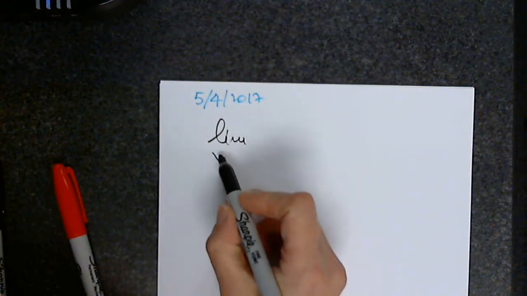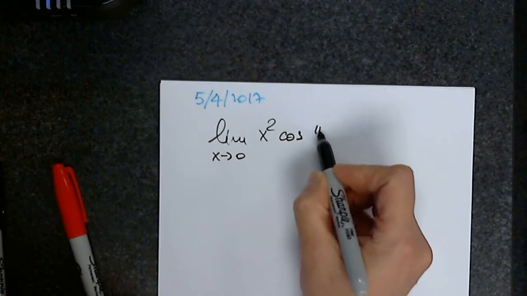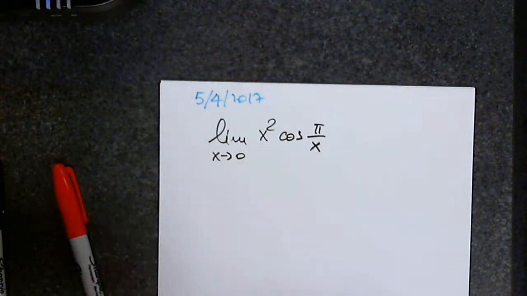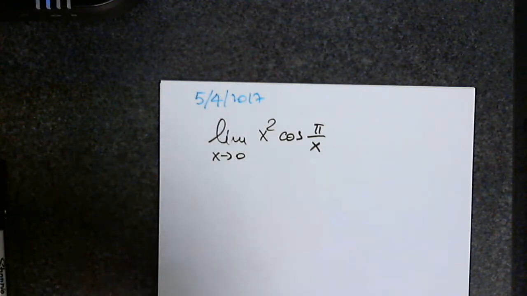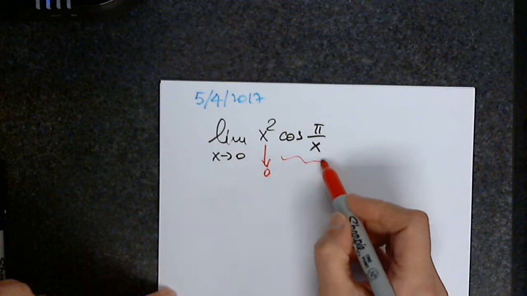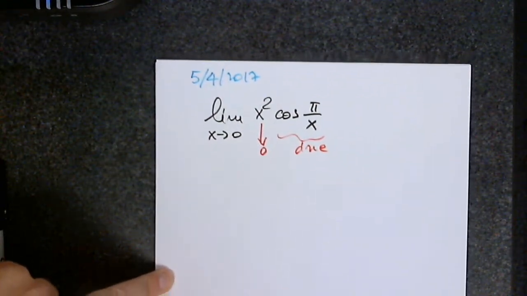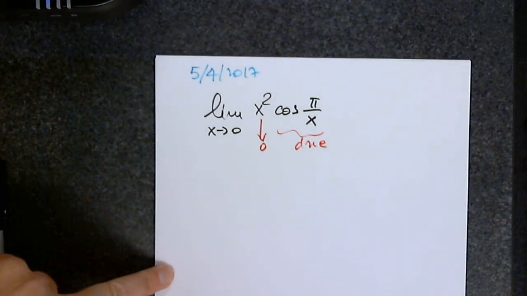Let's say the limit as x approaches 0 of x squared cosine of pi over x. So this is a limit, and I know that this part approaches 0, but this one does not exist, and 0 times does not exist is not 0. Could be.